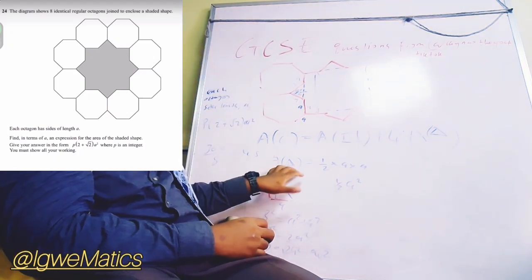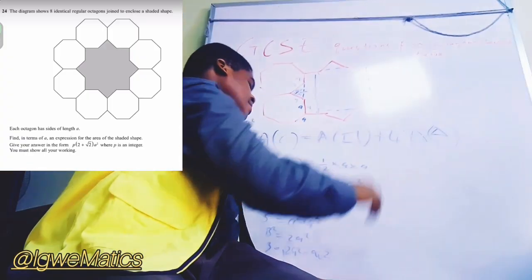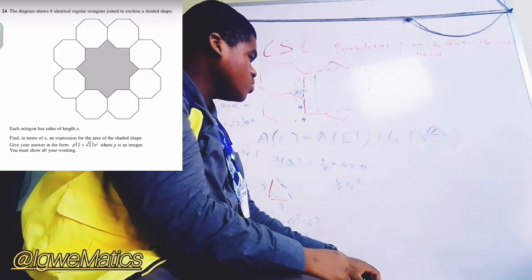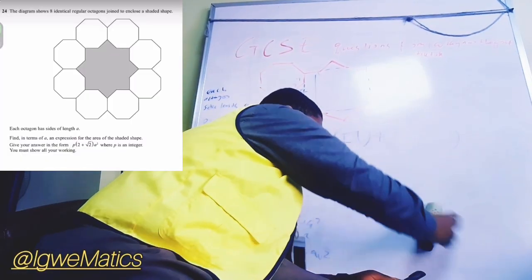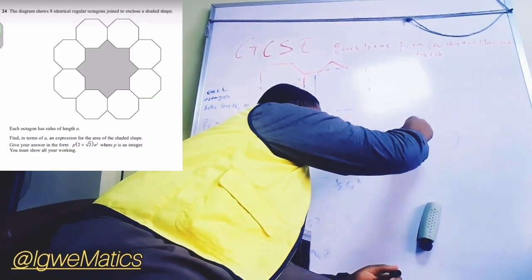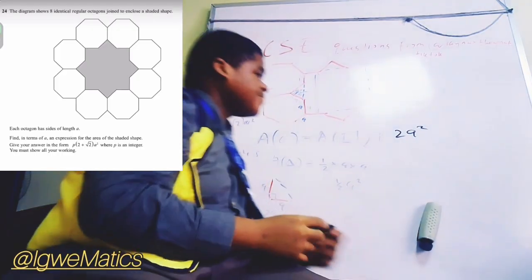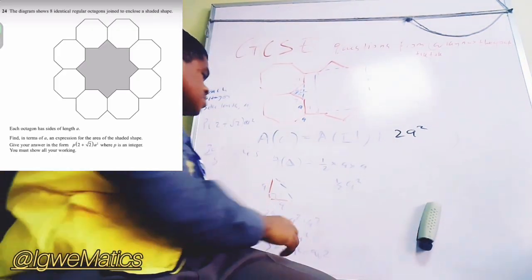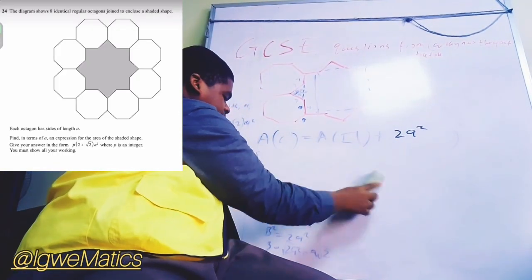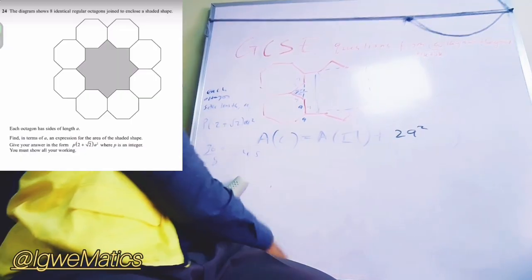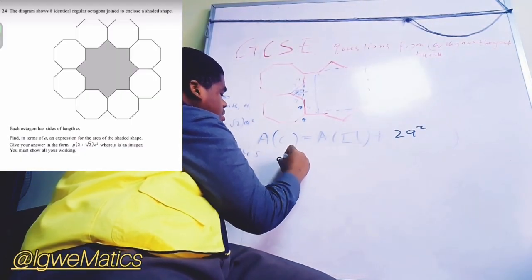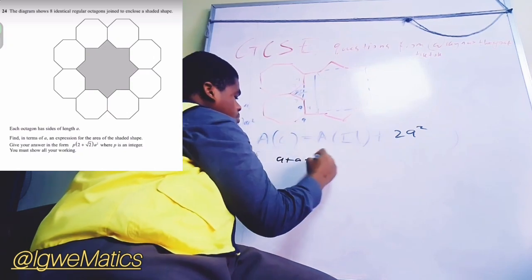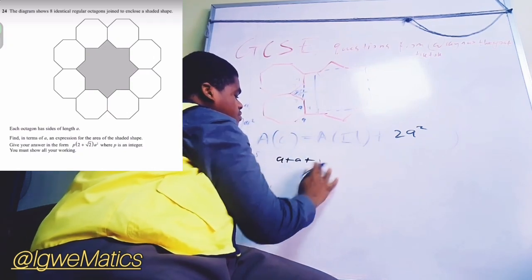If we know that the area of this triangle is half A squared, then 4 times the area of that triangle will be 2A squared. So we can remove 4 times the area of the triangle and just put 2A squared. Now let's find the area of the square. The area of the square is L squared, and the length is A plus A plus A root 2.